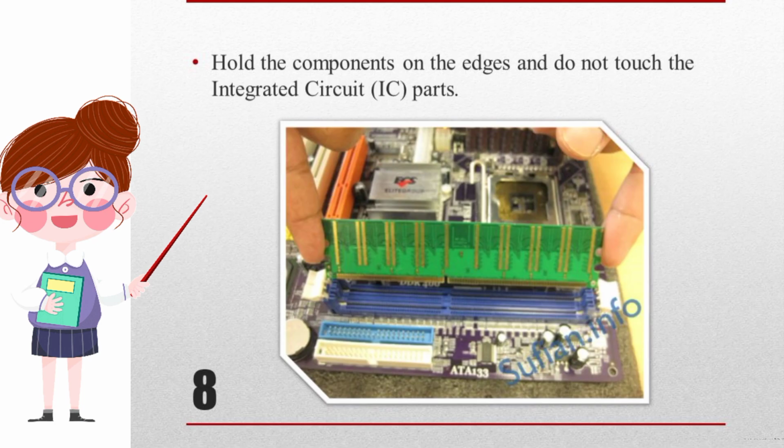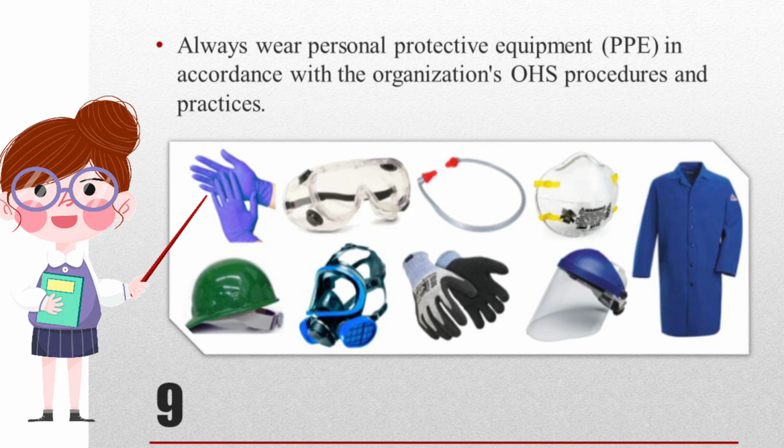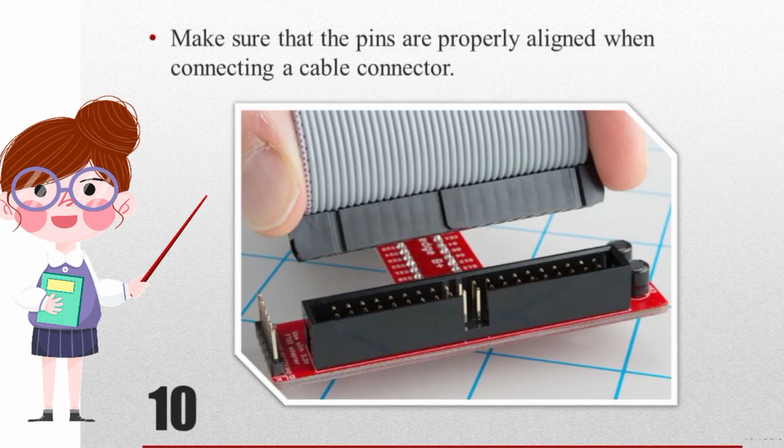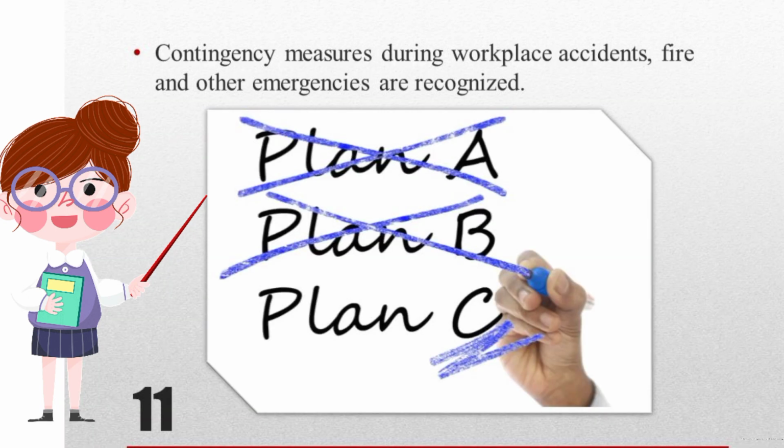Hold the components on the edges and do not touch the integrated circuit IC parts. Always wear personal protective equipment, PPE, in accordance with the organization's OHSP procedures and practices. Make sure that the pins are properly aligned when connecting a cable connector. Contingency measures during workplace accidents, fire, and other emergencies are recognized.